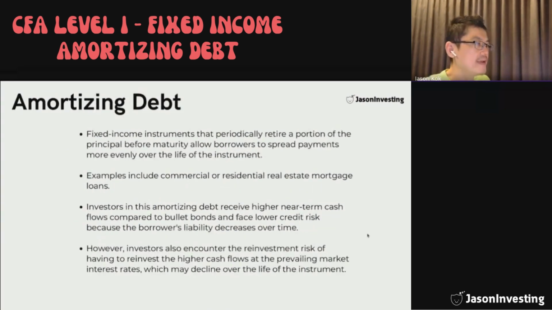Amortizing debt. Fixed income instruments that periodically retire a portion of the principal before maturity allow borrowers to spread payments more evenly over the life of the instrument. In this case, rather than the bullet bond, whereby you pay a fixed coupon every interval, now you pay the coupon, which is the interest, plus a part of the principal. So in most cases, that would mean that by the end of the amortizing debt, you will have paid off the whole principal as well. So you will not have a final principal repayment.